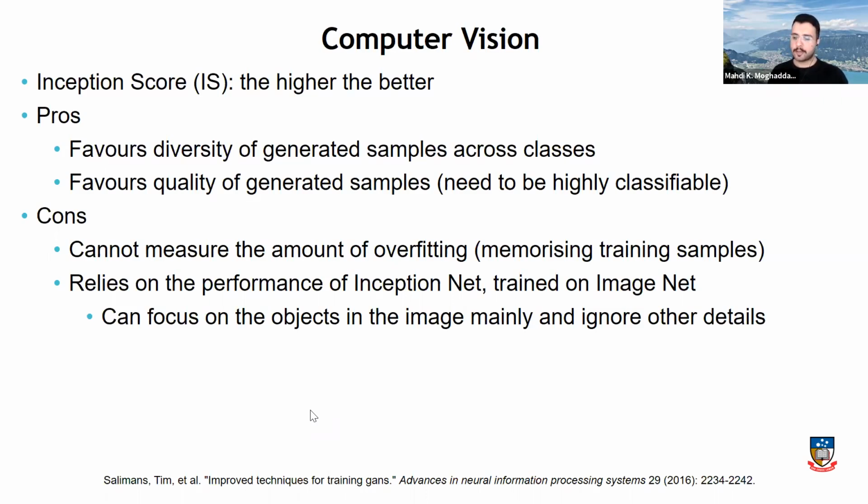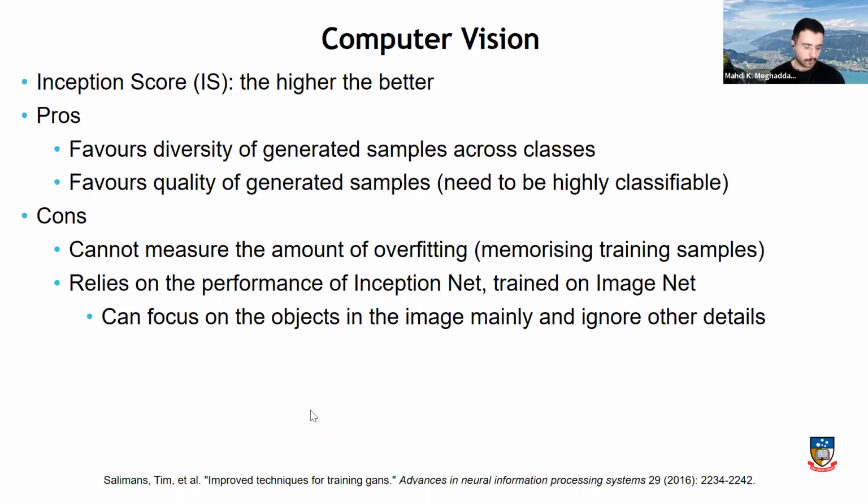By making sure that classifier is doing a good job, is able to classify them, is able to give good probabilities, we are favoring the quality of generated samples. Because if they are not good quality, hopefully and ideally that classifier should not be able to give the proper score or the proper probability, should not be able to classify them, and then that will affect the inception score.